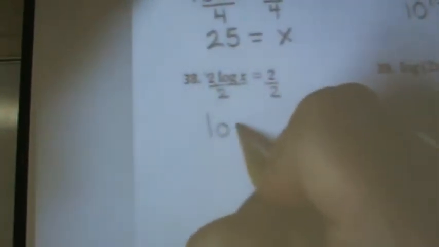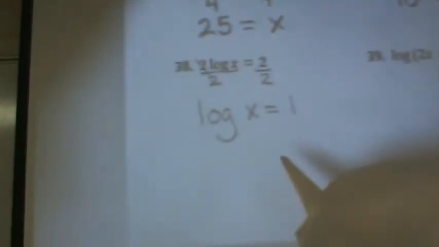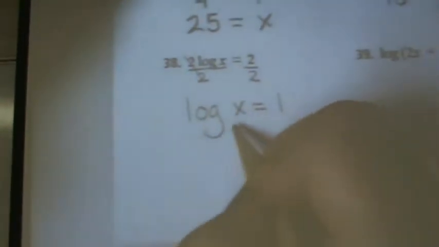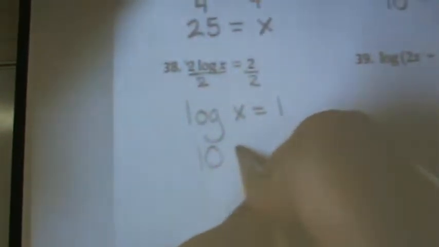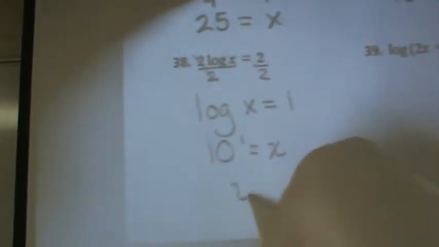Next one. How do I get rid of this 2? Divide by 2. What's this rewritten? 10 to the first power equals x, so x equals 10.